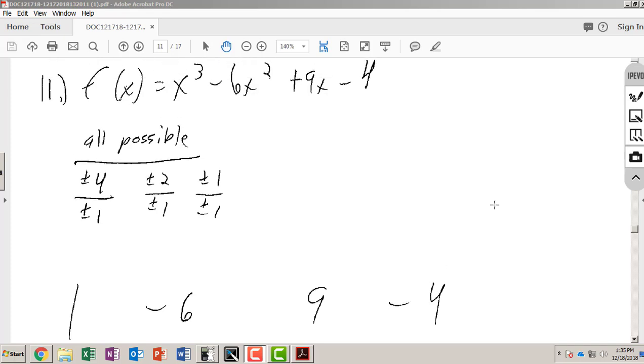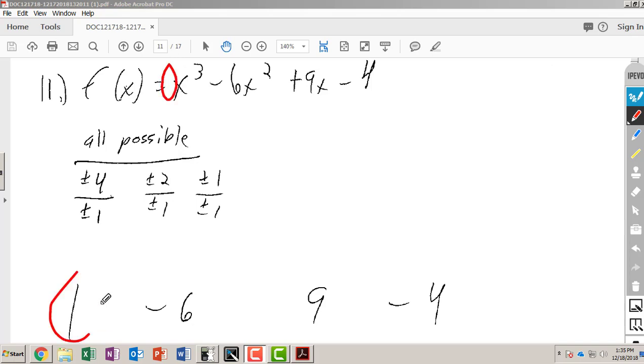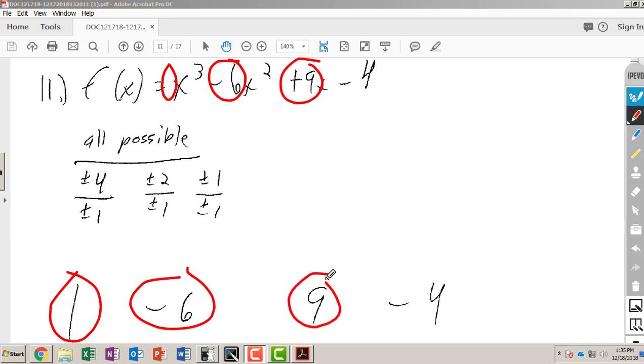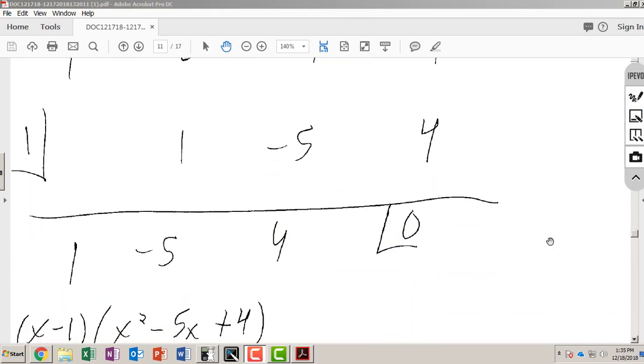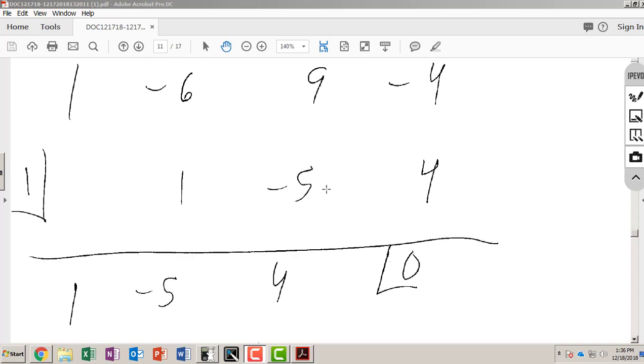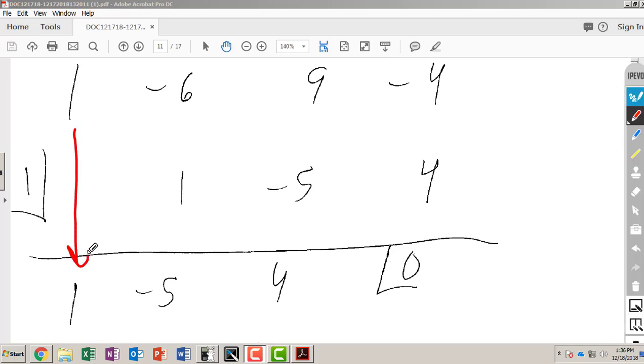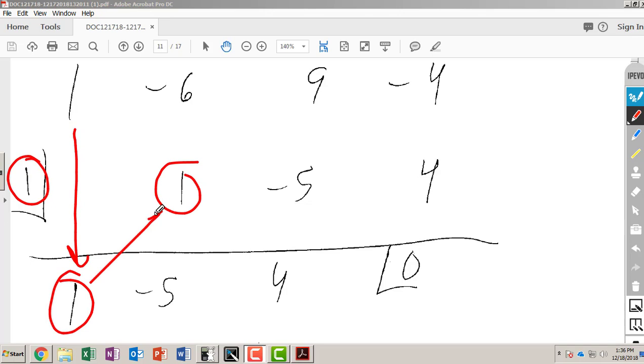Here's your first coefficient, so I'm doing synthetic division now. Here's my coefficient of 1, here's negative 6, here's positive 9, and then negative 4. I write down all my coefficients and substitute in to see which ones have a remainder of 0. I put in the 1 here and run it through the synthetic division process. You bring down the first one, you multiply: 1 times 1, put it up here, and then add. That comes out to negative 5.